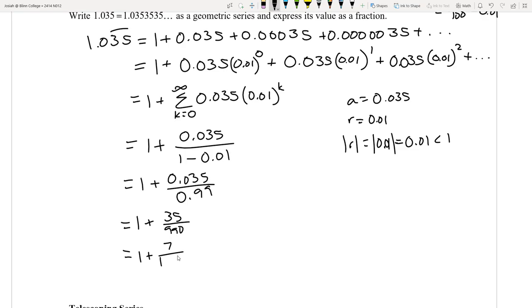Let's see, 9 times. And then it goes into, that's 8 more. There you go. So we get 1 plus 7 over 198. Real quick check to see if 7 goes in here. We got 58. Nope, it doesn't. So this is going to be our simplified fraction.